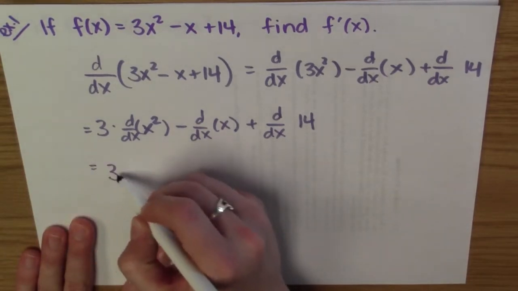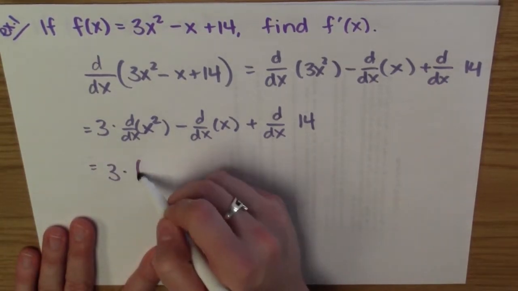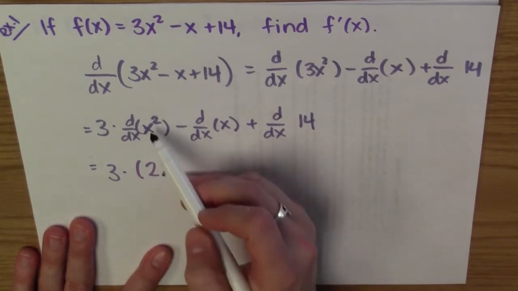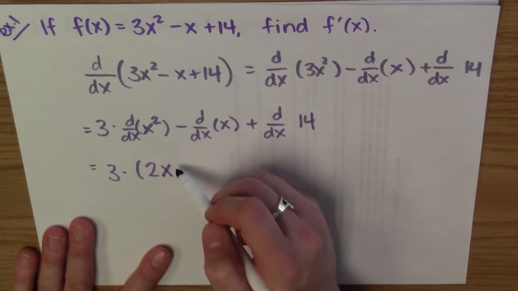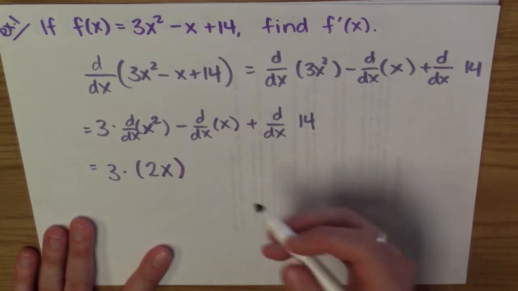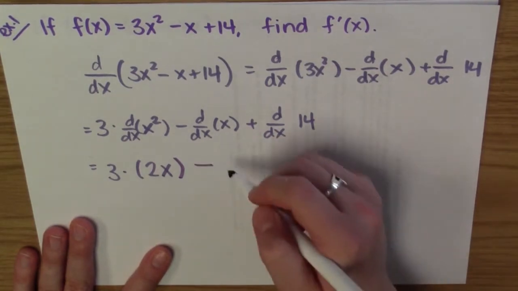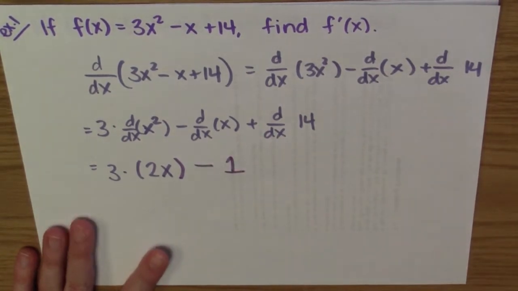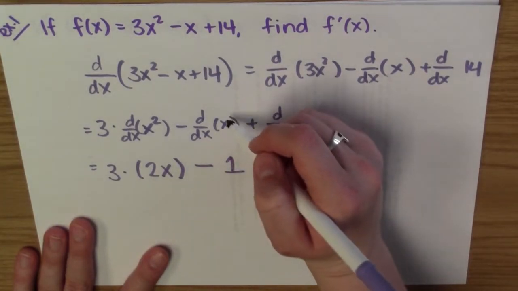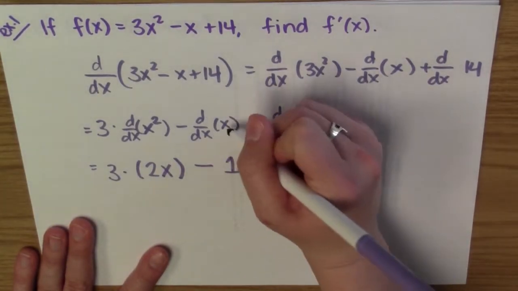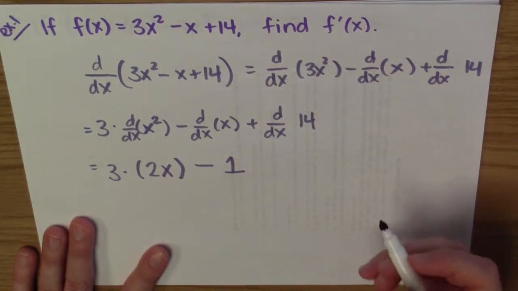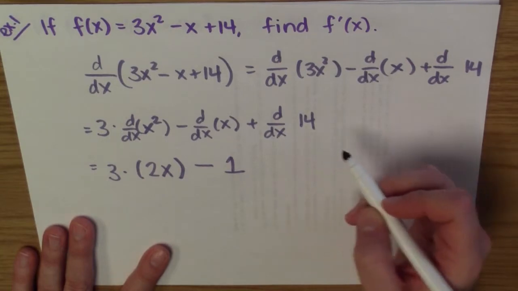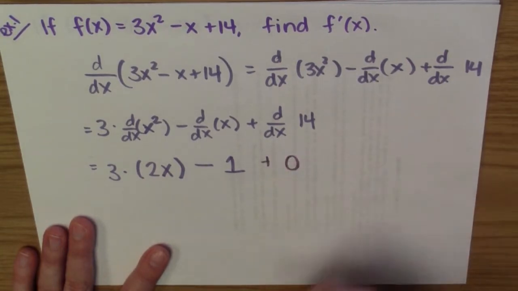So I have 3 times the derivative of x squared, which is 2x. Using the power rule, the exponent jumps off the front and then goes down by 1. So when I don't write the exponent here, there's a little invisible 1 on my variable here. Minus the derivative of x is just 1. I can think of that again as the power rule, this being x to the 1 jumps off to the front, and then the exponent goes down by 1, 1 minus 1 is 0, and x to the 0 power is just 1. And then here, the derivative of 14 is 0.